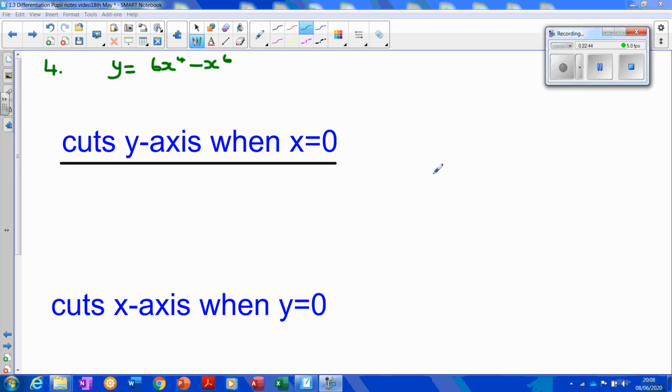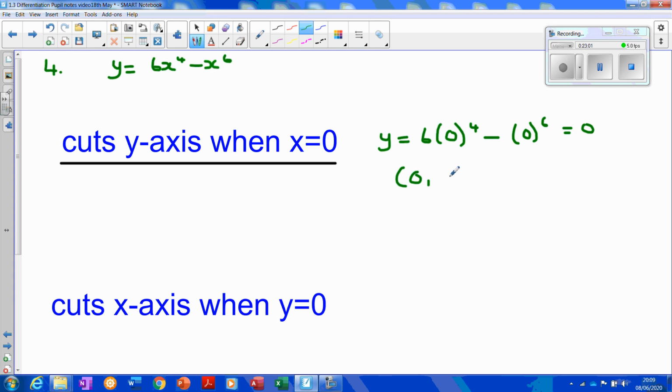Okay, last question. y is equal to 6x to the power of 4 minus x to the power of 6. Okay, so same thing. Cuts the y-axis when x equals 0. So y is equal to 6 times 0 to the power of 4 minus 0 to the power of 6, which is equal to 0. So it's crossing the point 0, 0.